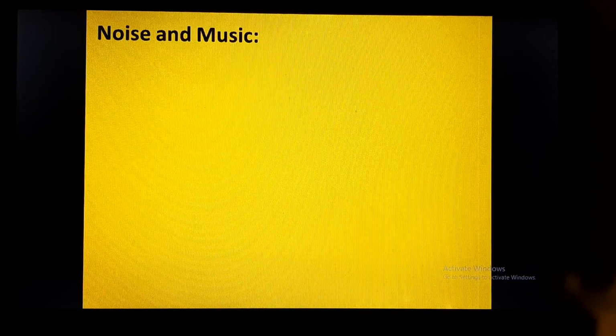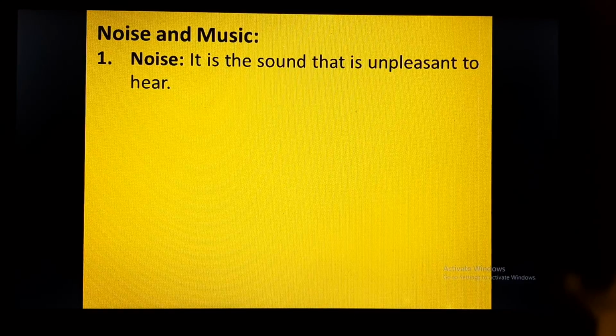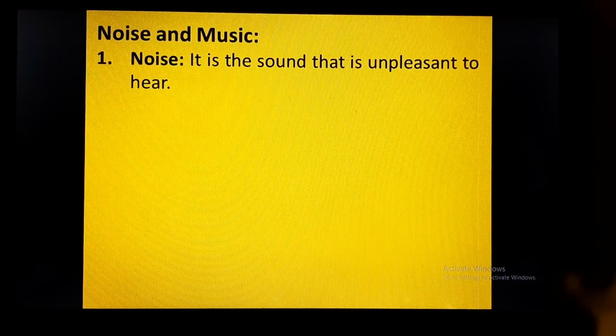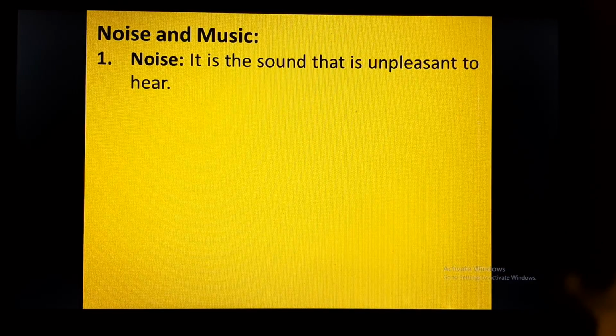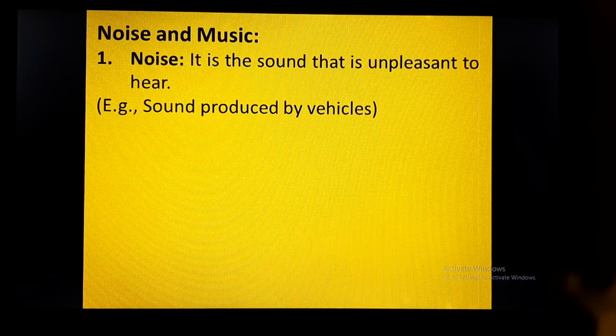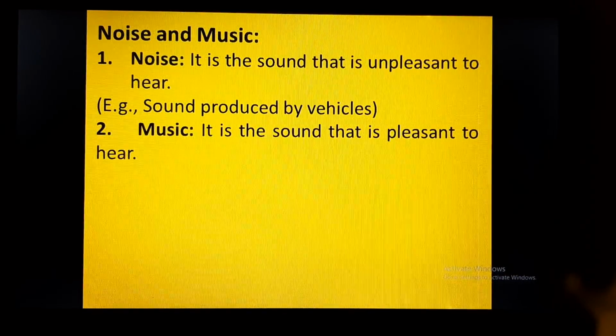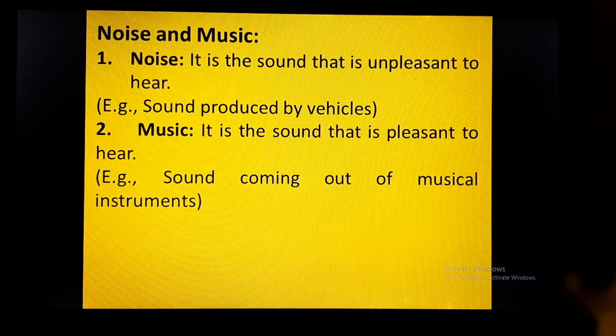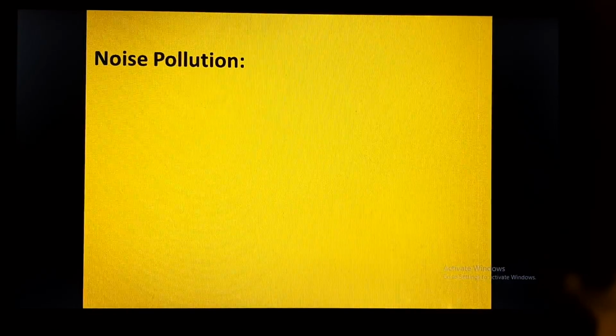Now we'll discuss noise and music. As we discussed quality or timbre of the voice in our last lecture, if the waveform is disturbed, that means the quality of sound is not good. In a similar pattern, noise is the sound that is unpleasant to hear, for example, sound produced by vehicles, whereas music is the sound which is pleasant to hear, for example, sound coming out of a musical instrument.